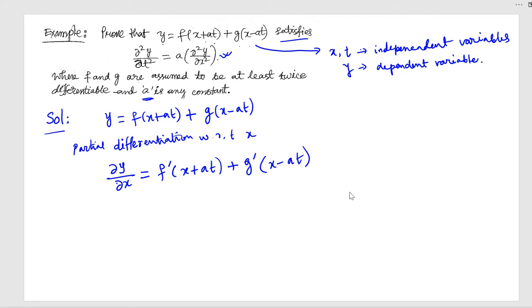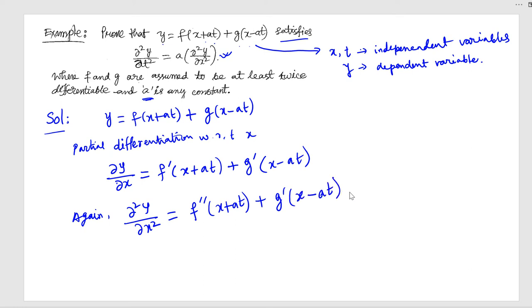Now if you differentiate again, del 2y del x2, so you will get f double dash x plus at plus g double dash x minus at.